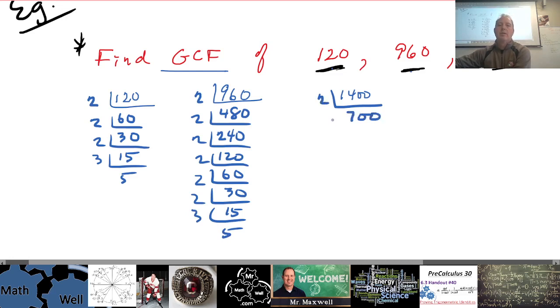700. Divide that by 2 again, since it's an even number. 350. Okay, is that an even number? Can we divide it by 2? Should be able to. What's 350 divided by 2? 175. If you think about 35 divided by 2, that's 17.5. So 350 divided by 2 would be 175.